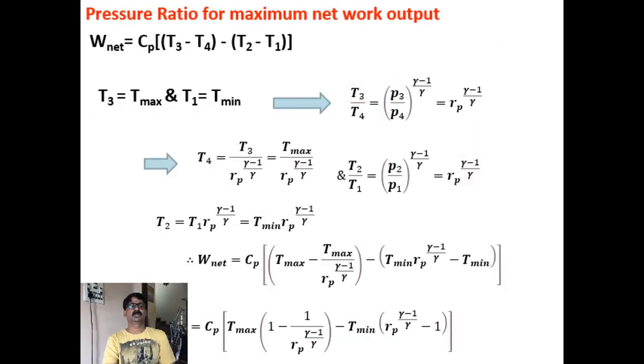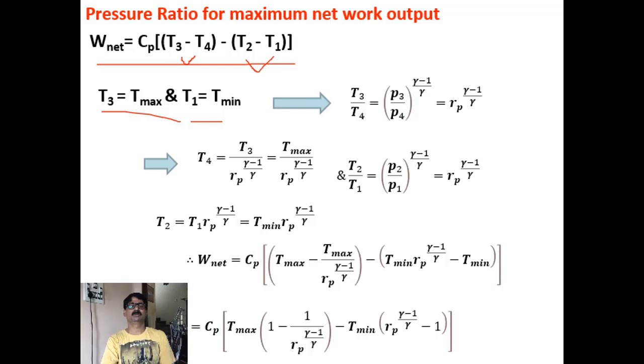Now, pressure ratio for maximum net work output. What is this value of RP optimum for maximum net work output? You have to find out. You know that for a simple Brayton cycle, W net is equal to Cp into (T3 minus T4) minus (T2 minus T1). Cp into (T3 minus T4) is the turbine work, and Cp into (T2 minus T1) is the compressor work. So, turbine work minus compressor work. T3 is equal to Tmax and T1 is equal to Tmin.